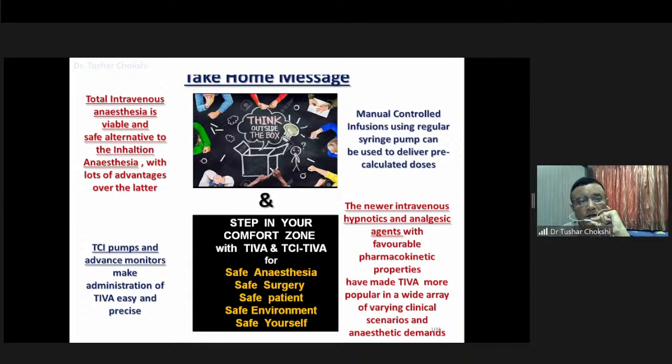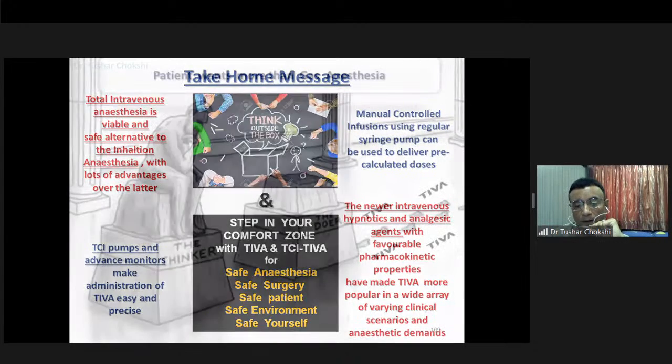So total intravenous anesthesia with TCI is a safe alternative to inhalation anesthesia, with lots of advantages over the latter. TCI pumps and advanced monitors make administration of TIVA easy and precise. Manual controlled infusion using a regular syringe pump can be used to deliver pre-calculated doses. And new intravenous hypnotics and analgesic agents with favorable pharmacokinetic properties have made TIVA more popular in a wide variety of clinical scenarios and anesthesia demands.